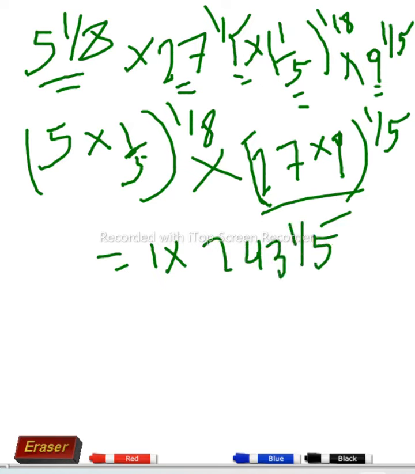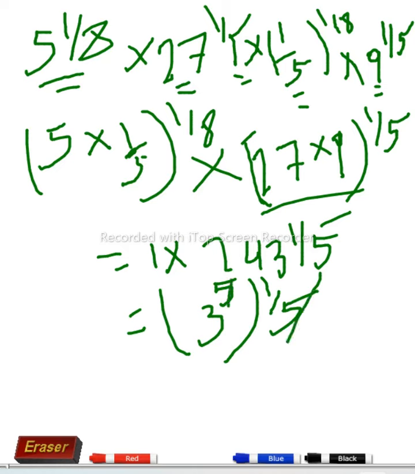243 is the same as 3 to the power of 5. So we write 3 to the power of 5, all to the power of 1 over 5. The 5 will be cancelled by 5, and we get 3. So the final answer is 3.